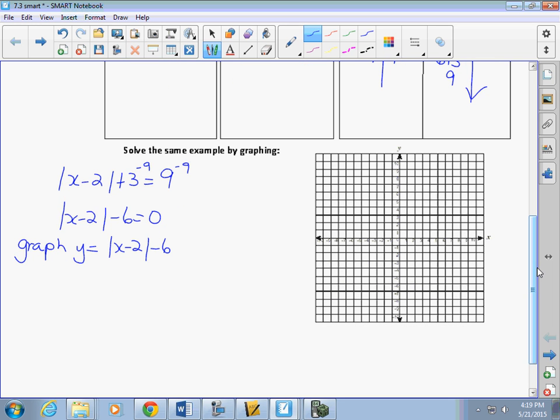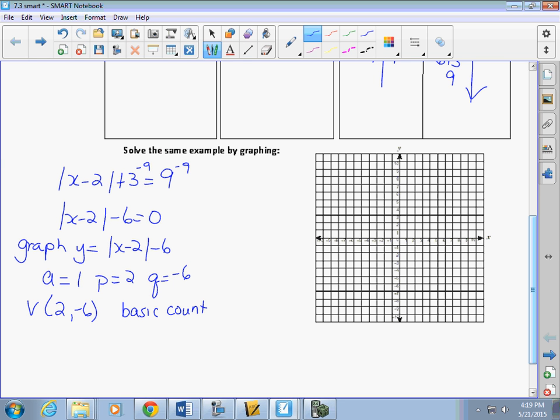So for my vertex here, I've got a is equal to 1, p is equal to 2, q is equal to negative 6. So my vertex is at 2, negative 6. A is equal to 1, so it's a basic count. So over 1, up 1, over 2, up 2, over 3, up 3, and so on.